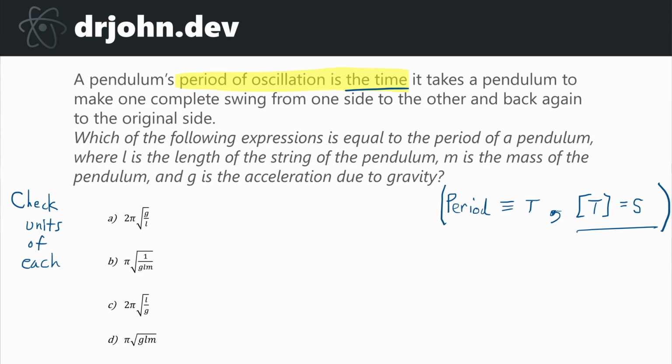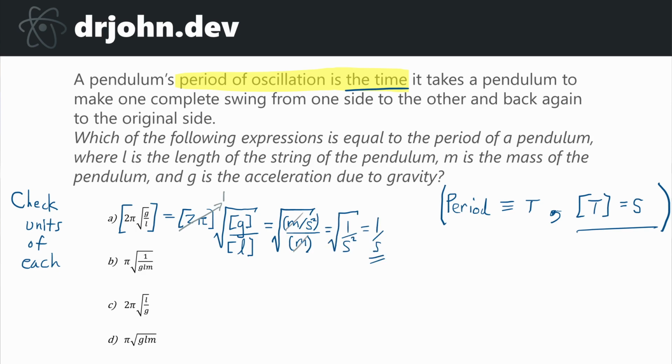For answer A, we can distribute the square brackets around each factor, and also note that pure numbers such as 2 pi are unitless, so they can be ignored when doing any type of unit analysis. It's also a good practice to distribute the brackets inside any square root signs or powers. These math operations can be applied to the units after they're already substituted into the equation. Substituting meters per second squared for G and meters in for L, we find that the expression in A has units of 1 over second, which is not the same as the second, so we can eliminate A.